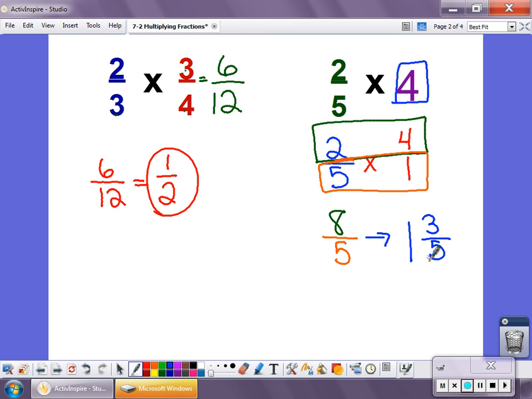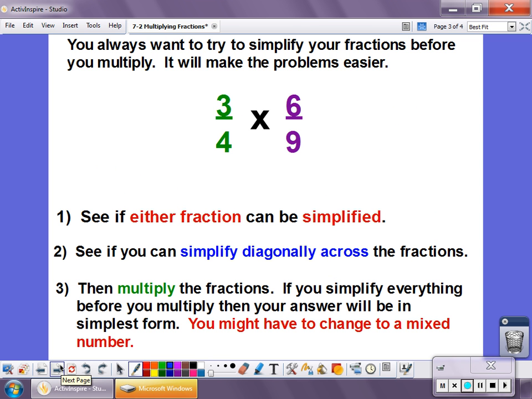Now, you know when you multiply numbers that sometimes your answers can get really big. So there's another step that we can add into these problems that'll help us make the problems easier later on, and that is simplifying. It's possible to simplify your fractions before you multiply. And when you simplify a fraction, the only thing you need to remember is you have to have a common factor in a numerator and a denominator.